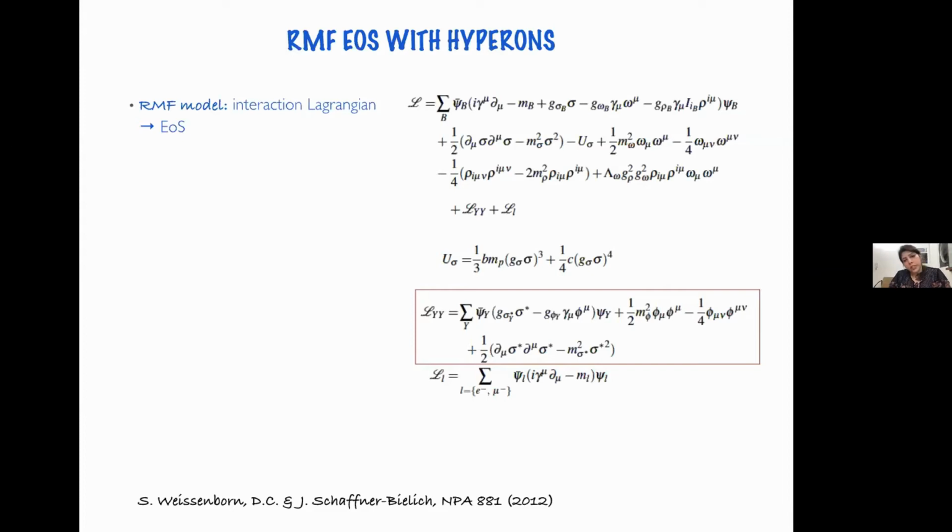In relativistic mean field models, one can include the effect of hyperons by including the lowest baryons from the baryon octet among the baryons. The nucleon-hyperon interaction is mediated again by the scalar sigma, vector omega, and isovector rho mesons, while the hyperon-hyperon interaction among each other is mediated by the strange scalar meson sigma star and the strange vector meson phi.